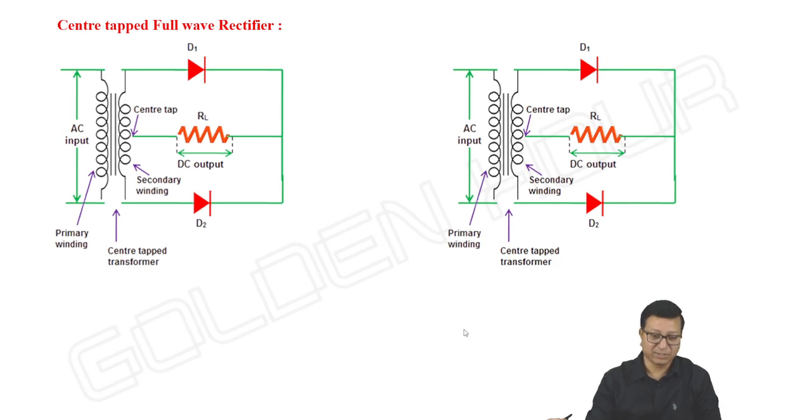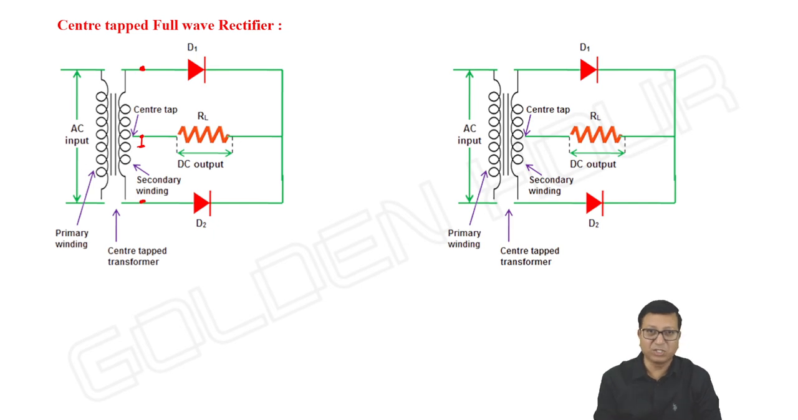Coming to the circuit, the center tapped full wave rectifier circuit appears like this. You are all well aware of this center tap. What it does is split the complete secondary voltage, the voltage between these two ends, into two equal halves. With respect to the center tap, whatever voltage you have between one end and the center tap to ground, the same voltage you can see from the other end to ground.